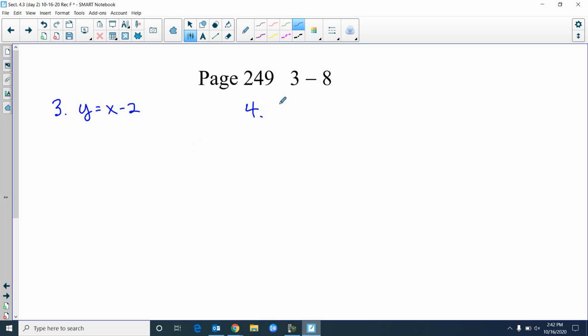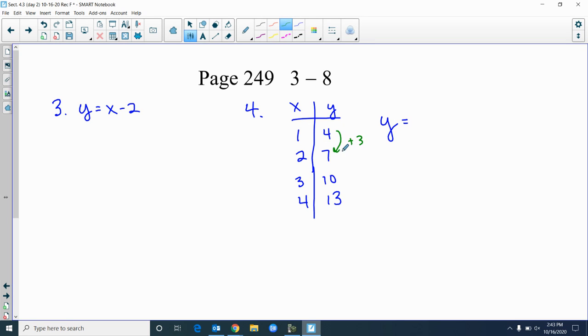For 4, I'm going to put this in an xy chart. You have the points 1, 4; 2, 7; 3, 10; 4, 13. This is a harder one. It's not as obvious. Well, one thing here is if you have a pattern, it goes up 3 every time. What that means is there'll be a 3x in the equation.